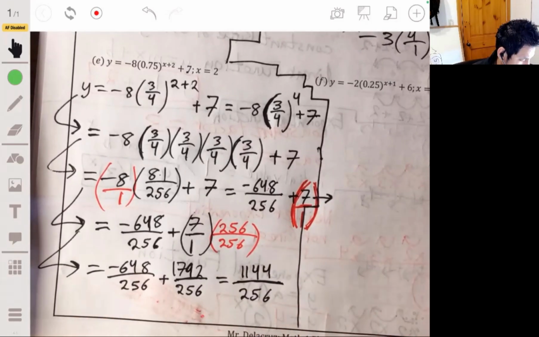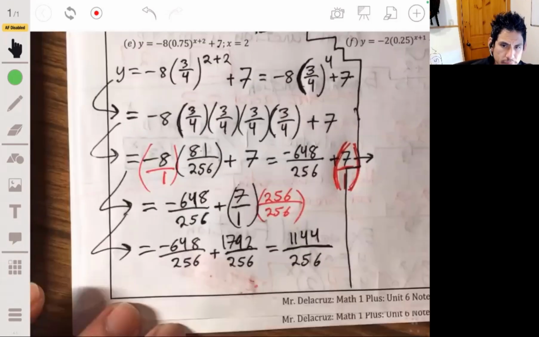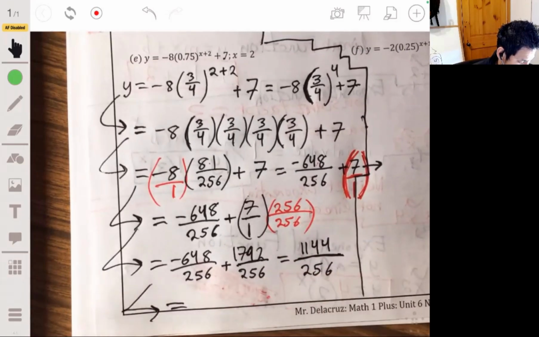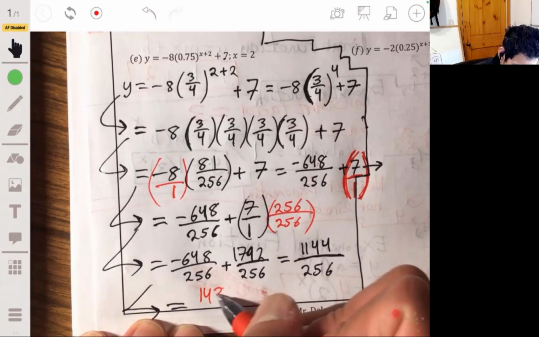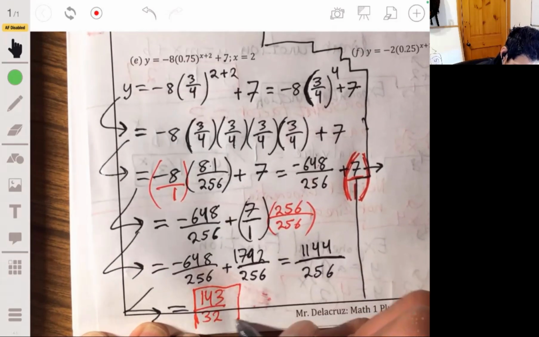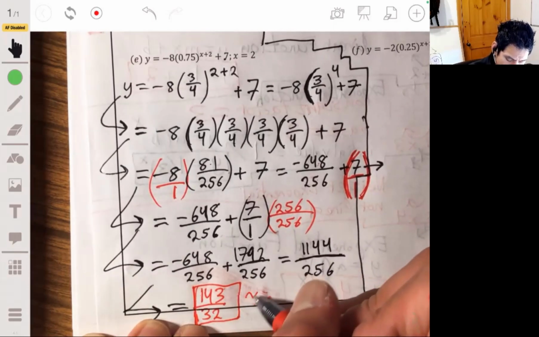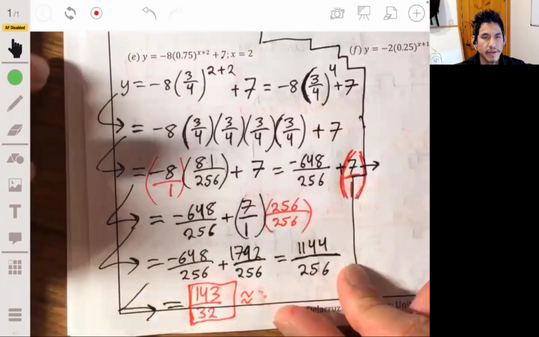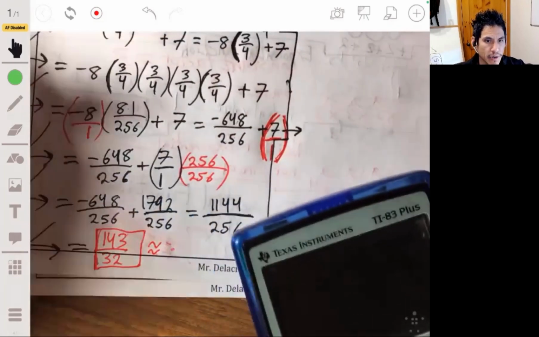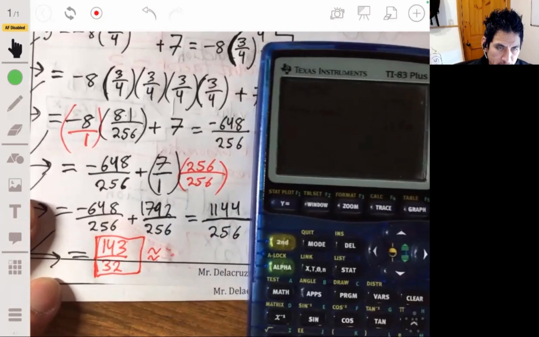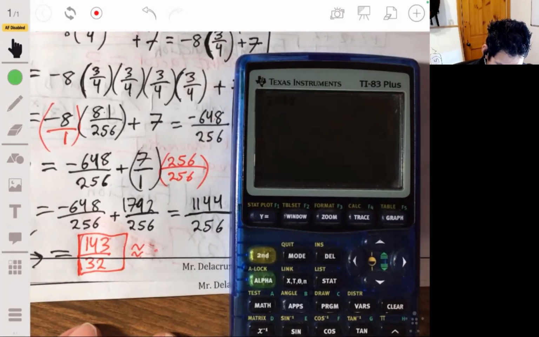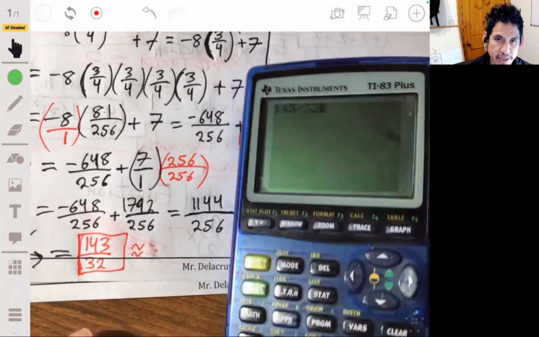All over 256. Now we can simplify this by breaking it down, and we eventually get 143 over 32. But don't worry about that, because this is really the key to this. You want to make sure you get an accurate fraction. And here, and only here at the end, is when I allow you, if you're in my class or around me, to then rewrite this as a decimal.